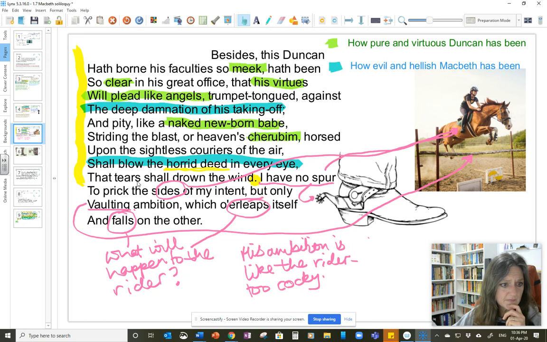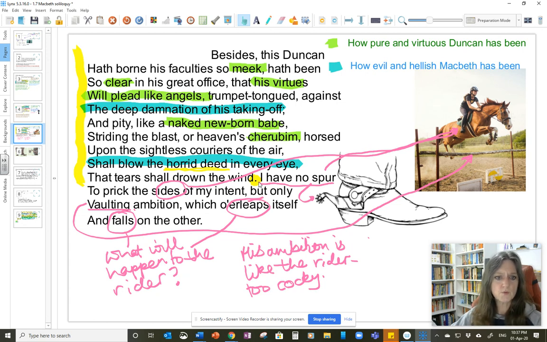And tears shall drown the wind. So it's kind of like everyone's going to be so upset about King Duncan. They're going to be crying their eyes out, and it'll be like it's raining everywhere, and the wind will get drowned because everyone's crying so much. Hopefully you're beginning to understand what I was talking about when I said that Macbeth is really exaggerating here. He's hyperbolizing.